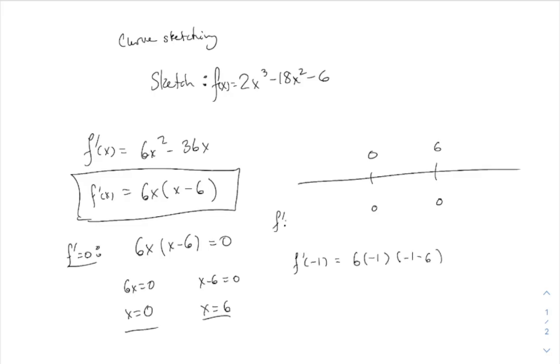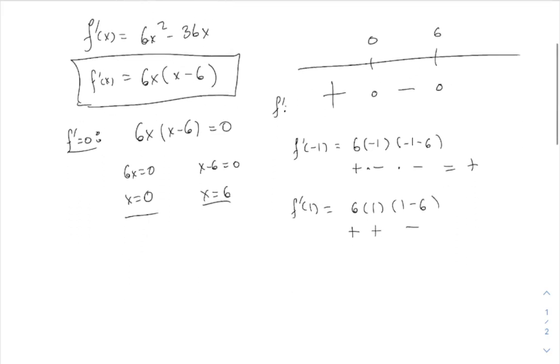At this point, you might be tempted to get out your calculator, but it's not really necessary to know what the answer is. You just have to know if it's positive or negative. And since this is all multiplied, I can say that's a positive times a negative times a negative. So this ends up being positive because I have 2 negatives there. And then in between 0 and 6, I'll choose +1. So f'(1) is 6 times 1 times (1 - 6), which is positive, positive, and negative. So that's a negative in the middle.